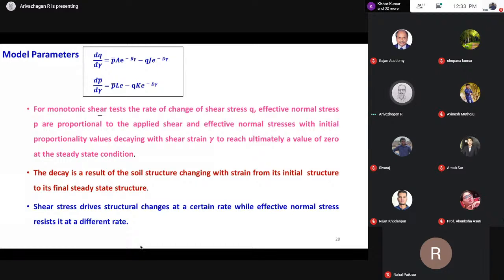Then next question. The same person also asked about the first term in the rate of change of P bar with respect to gamma. Rate of change of shear strain. Number of particles decay with strain. Shear strain gamma.